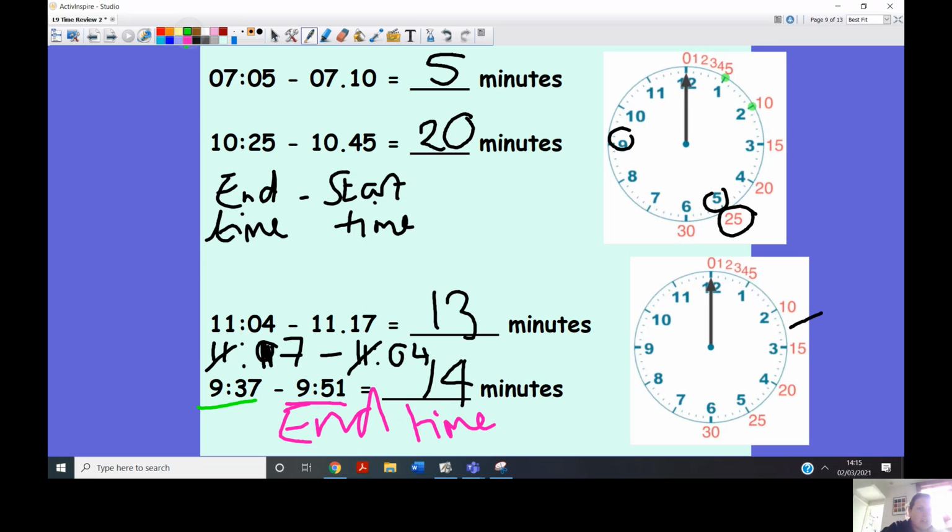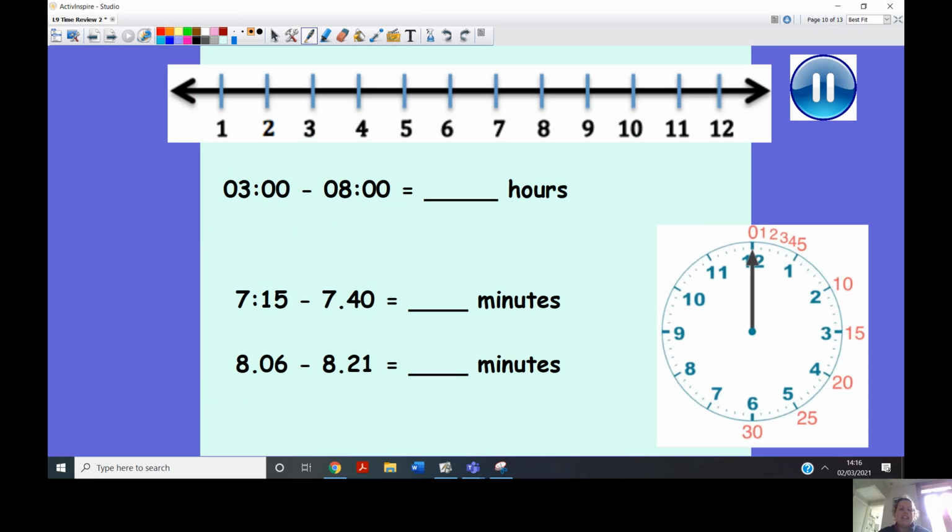It's a little method for you, and it's one you can use. It's a good way to check. Okay, so here's a chance maybe to practice that method.